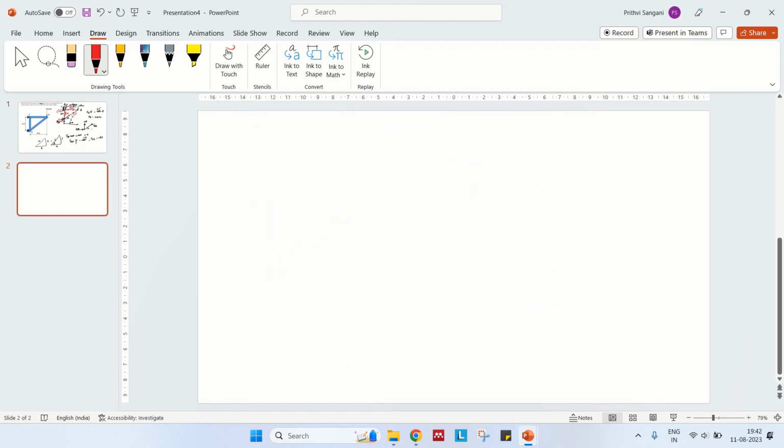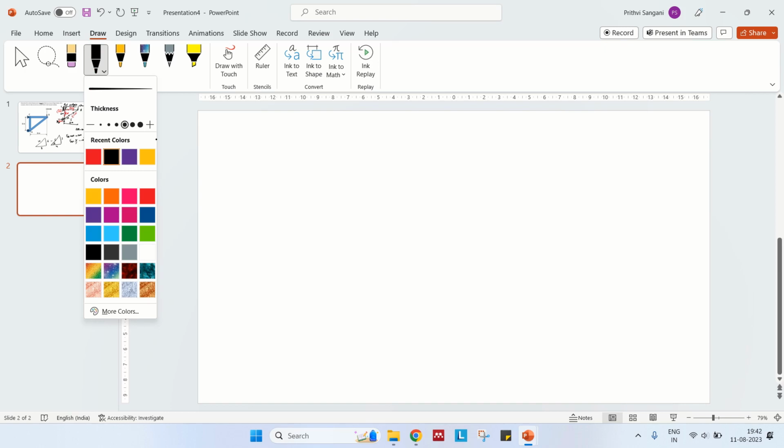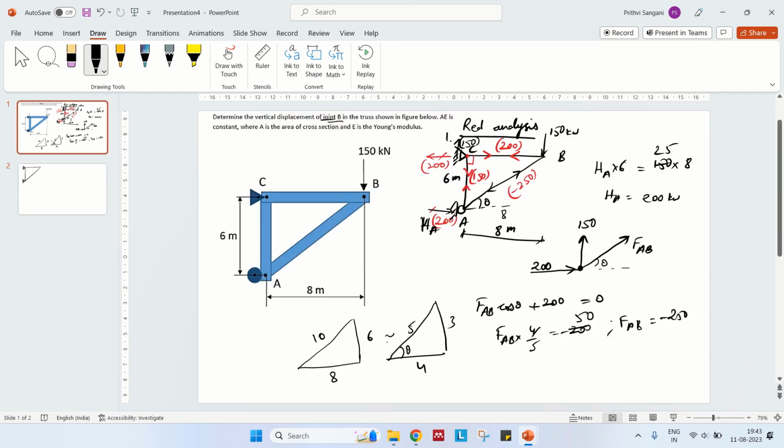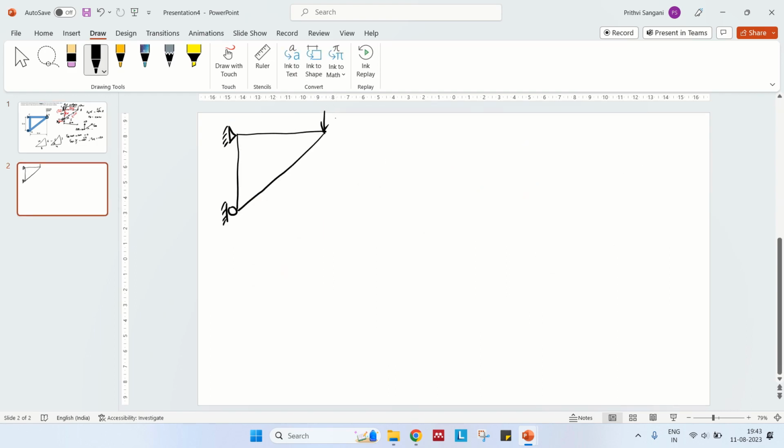Now let us solve for the virtual truss, using the concept which I was telling you earlier. The question is to find the vertical displacement of this joint. There is a real external force of 150 kilonewtons acting vertically here, and that has to be replaced with a unit load of 1 kilonewton acting vertically at joint B. That means all the forces in the members will be divided by 150. Everything will be proportionately decreased.